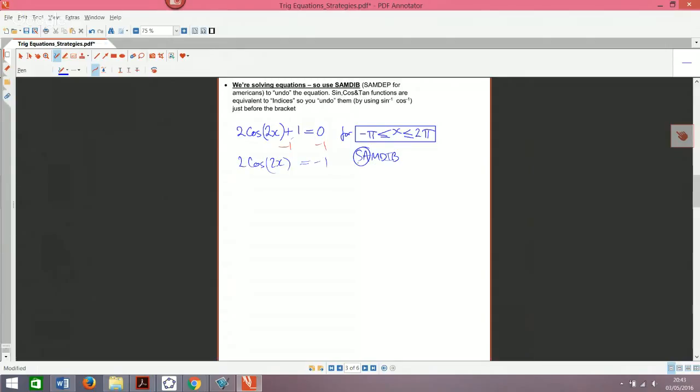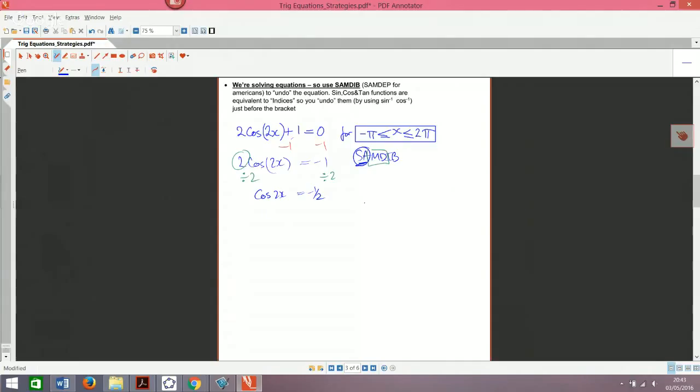Are there any subtractions or additions left to do? No, there aren't. We've transferred it over to this side, so there aren't any. So then I ask myself, okay, well, are there any multiplications or divisions to do? Yes, there is. There's a times by 2 here, so I want to divide both sides by 2. Great. So now I know cos 2x is -1/2.